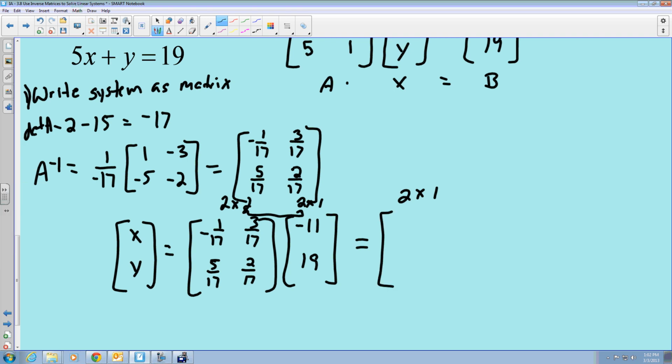So I'm going to use my multiplications. I'm going to take my first row in my inverse matrix and turn it on its side. So the first value there is going to be positive 11 over 17 plus, what, negative 50? Let me see here. Oh no, it would be positive, what, 57? Yeah, 57 over 17.